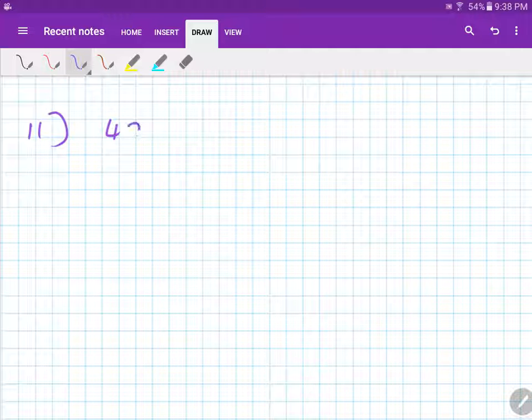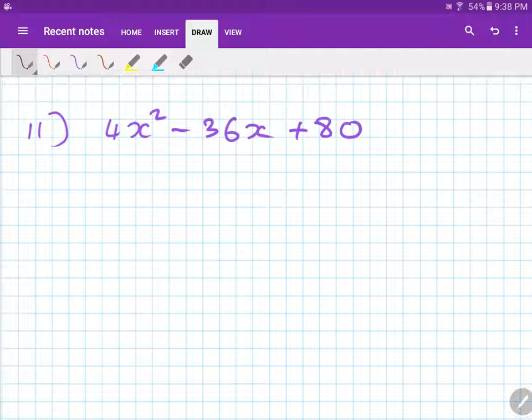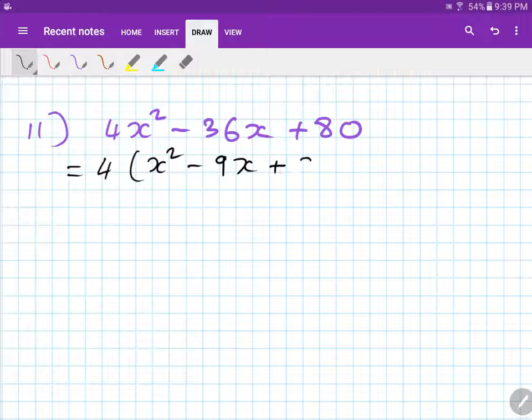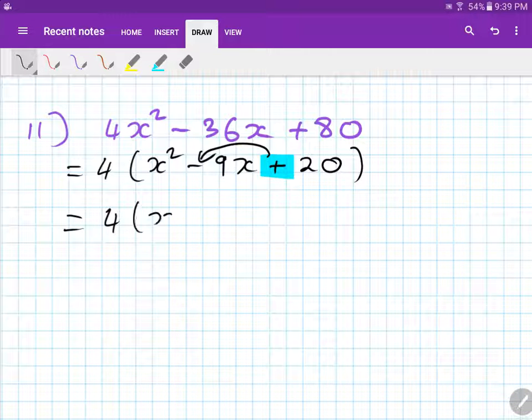Let's say 4x squared minus 36x plus 80. Look, the common factor of this is 4, right? So you take the 4 out first. So that gives me x squared minus 9x and plus 20. Yes? Then look at this side, it's positive. So therefore, I just copy whatever this side is. So that becomes x minus.